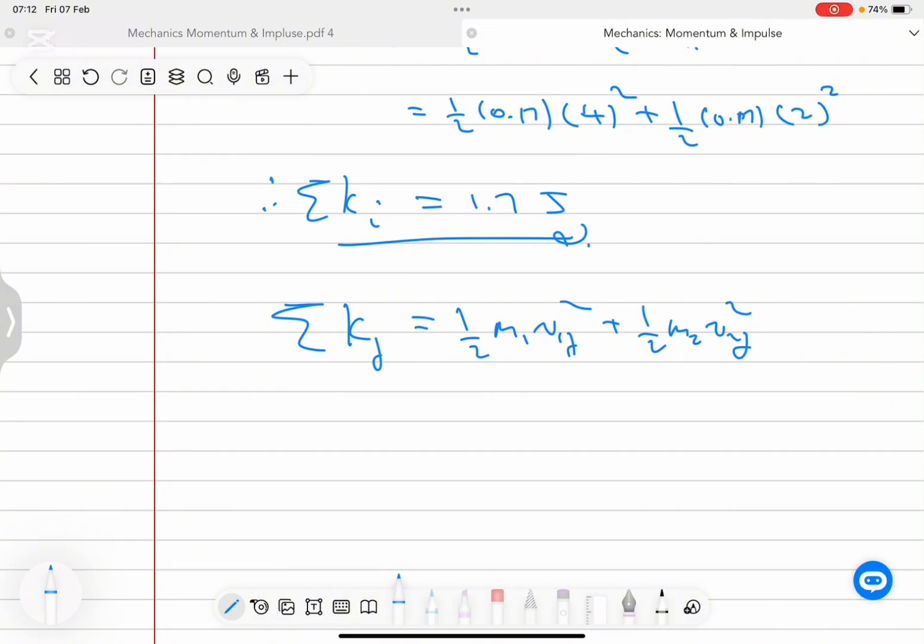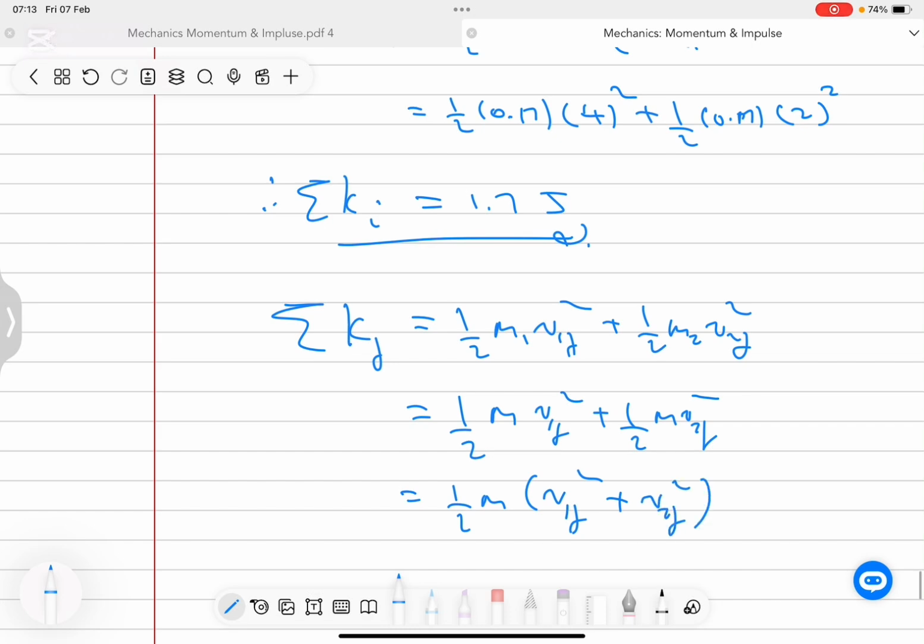Another thing that we may like to do is notice that these two masses are the same, meaning I can write this equation as 1 over 2 m v1 final squared plus 1 over 2 m v2 final squared. Then I take the m and a half as a common factor, because m and a half appears in both these two terms, so that now I have v1 final squared plus v2 final squared.